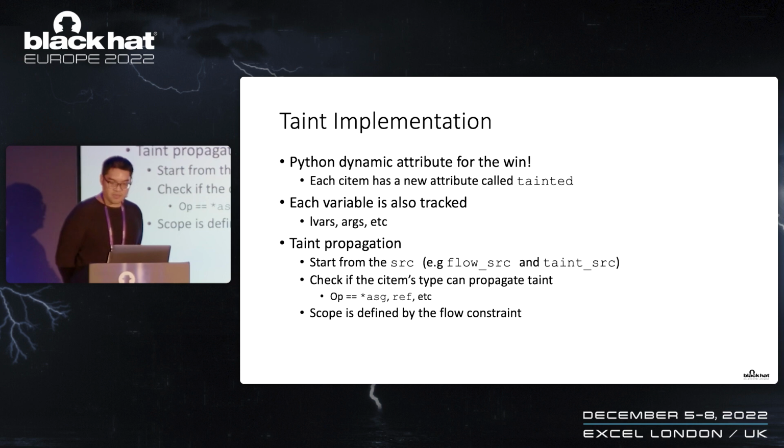Python has this awesome feature that allows one to add attributes to objects at runtime. And this is exactly how I do my tainting, by adding a tainted attribute to every C item. As soon as the source is set in setConstraint, the taint starts to propagate per the conventional propagation rules. During the propagation process, the variables are, of course, tracked, so we know whether the variable of our interest at a specific line is tainted or not.